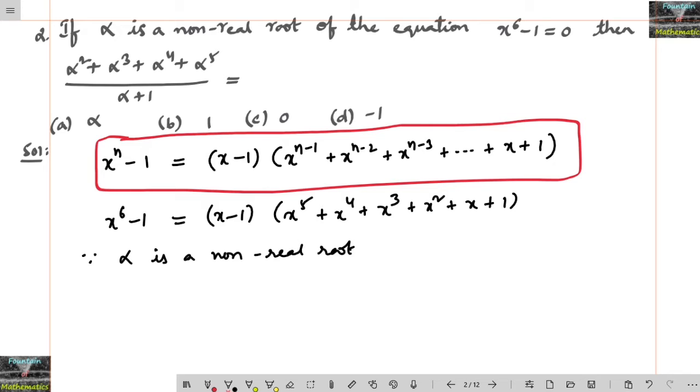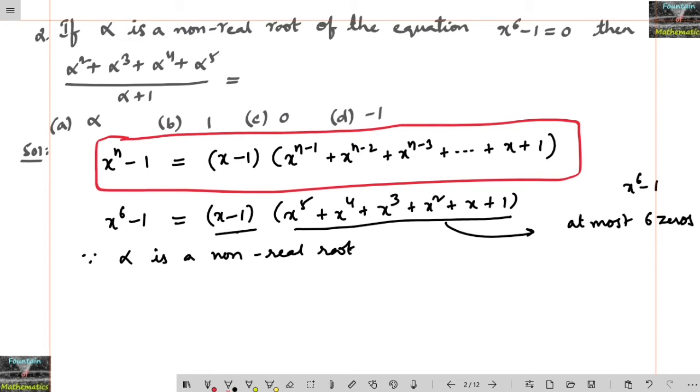Let us see. When we consider x power 6 minus 1, x minus 1 is one factor, and one more factor we are getting is x power 5 plus x power 4 plus x power 3 plus x square plus x plus 1. Another 5 factors will be there. Total 6 zeros will be there at most. For this equation, x power 6 minus 1 will have at most 6 zeros, and among the 6 zeros, 1 is given by the x minus 1 factor. So x equal to 1 is one of the real zeros. And for the remaining 5th degree polynomial, we may have real or non-real roots.